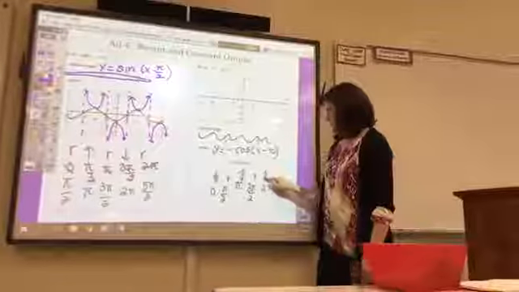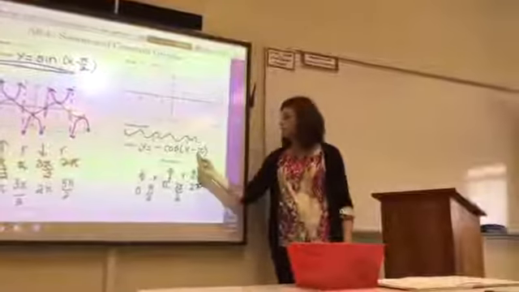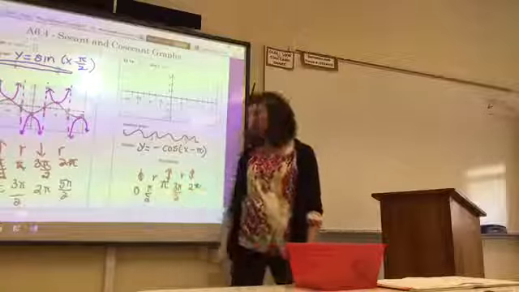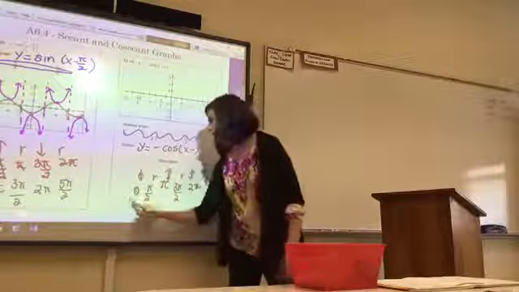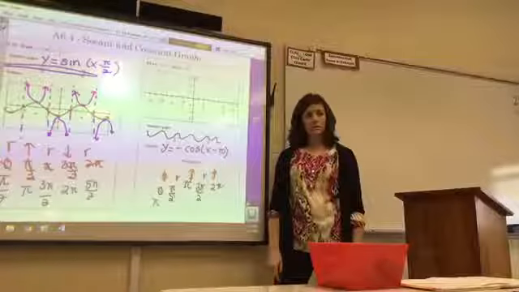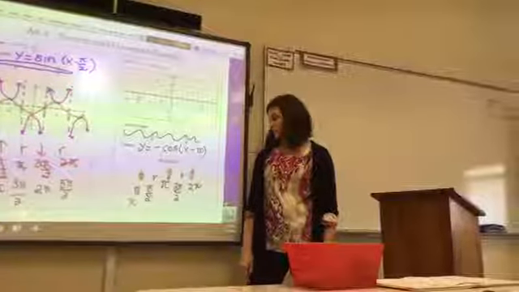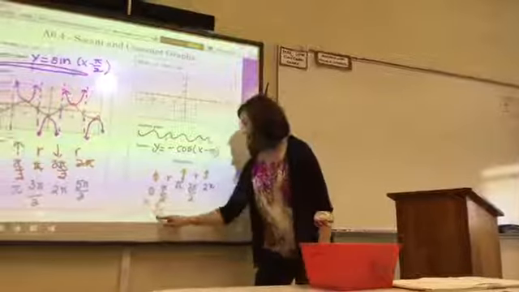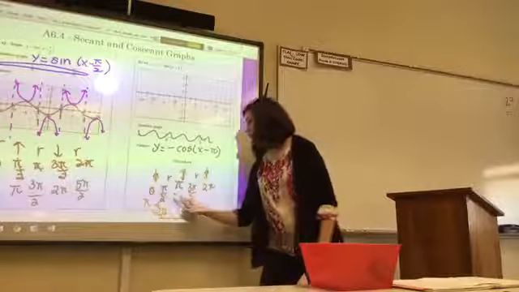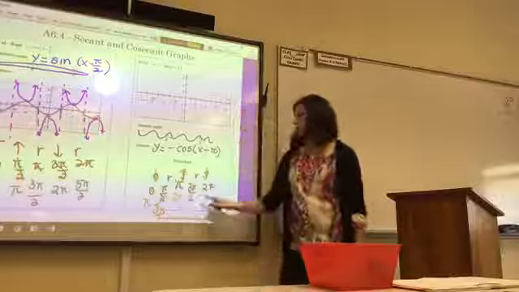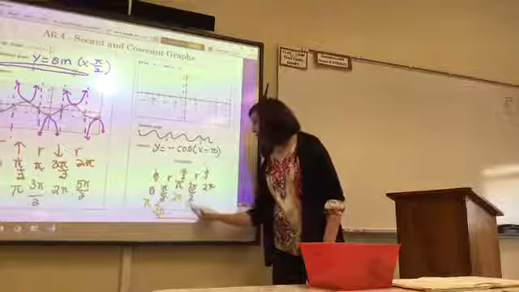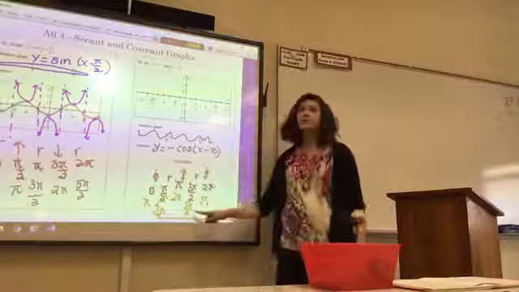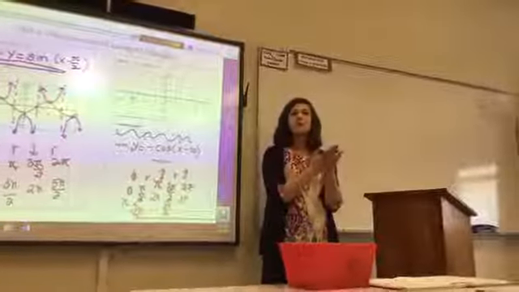What does the minus pi do to my cheat chart? Add pi. So what's my new spot? Pi. 3 pi over 2. 2 pi. 5 pi over 2. 3 pi. If you don't know this exact point, you can find it because they're evenly spaced.